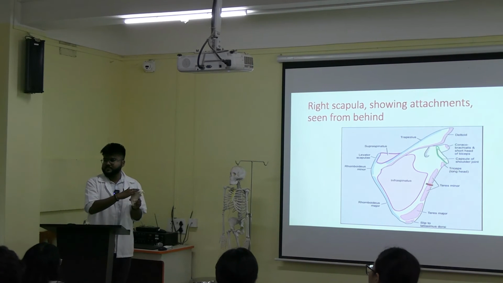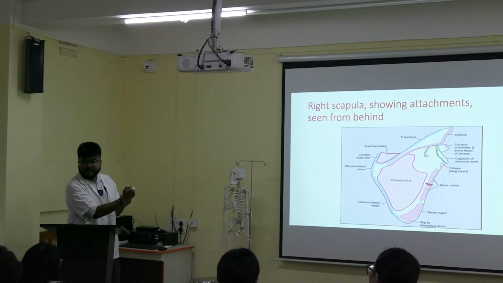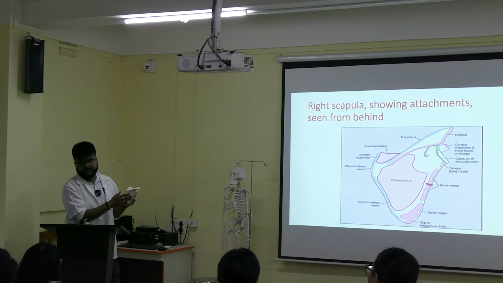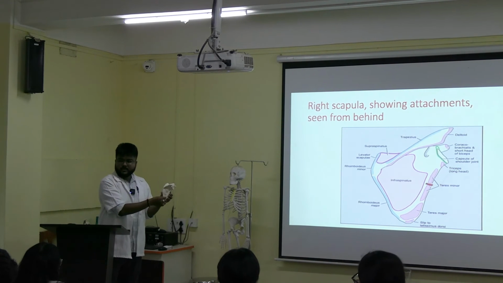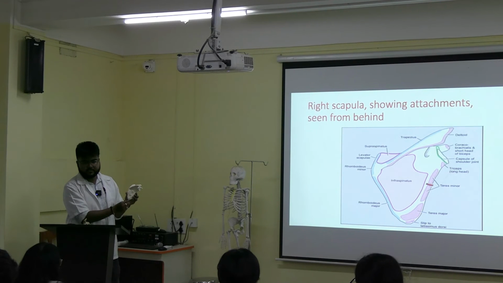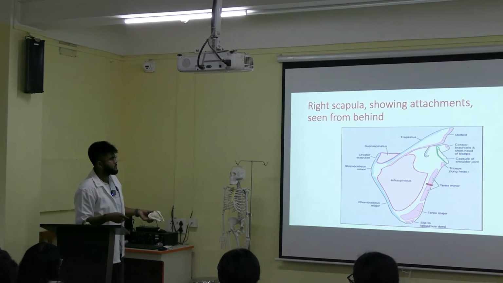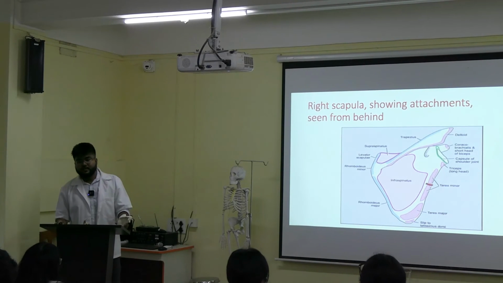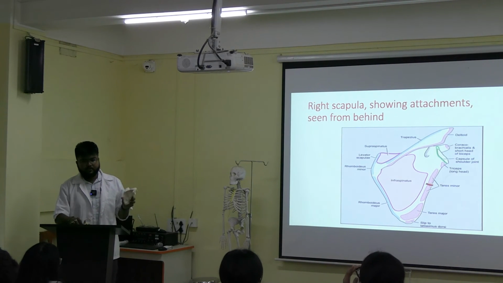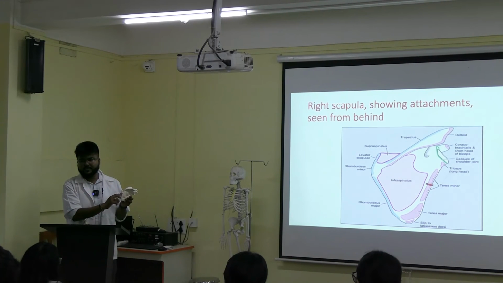In the posterior surface, there are so many muscle attachments. First, by the presence of the spinous process: supraspinatus and infraspinatus muscles. And in the lateral border, three muscles: teres minor, teres major, latissimus dorsi. And in the root of the spinous process, levator scapulae, then rhomboid minor, rhomboid major.